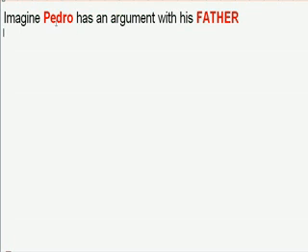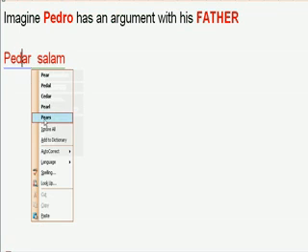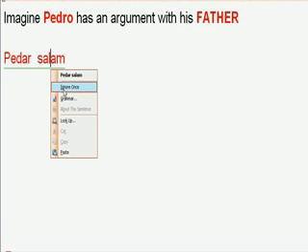Okay? Imagine Pedro has an argument with his father. Imagine that for a few seconds. Repeat after me. Pedar. Please take note that's a short a, that we pronounce it a. For example, in salam, okay? Salam, we have two a here, okay? These two a. Somebody asked me about the difference between them. So we have salam.